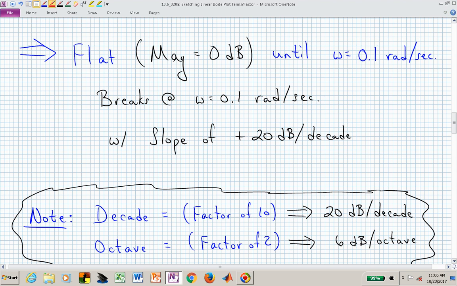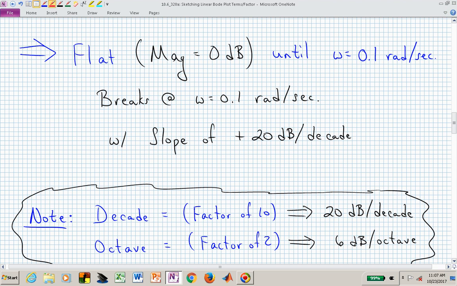When we're dealing with an expanse of a multiple of 10 in frequency, from let's say 1 to 10, or from 2 to 20, or from 50 to 500, now we will experience a change in magnitude of 20 dB. It'll be up for zeros, and it'll be down for poles.